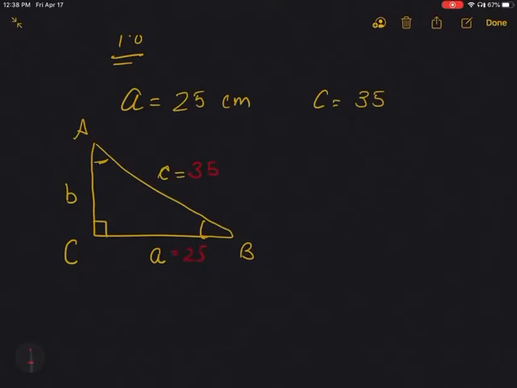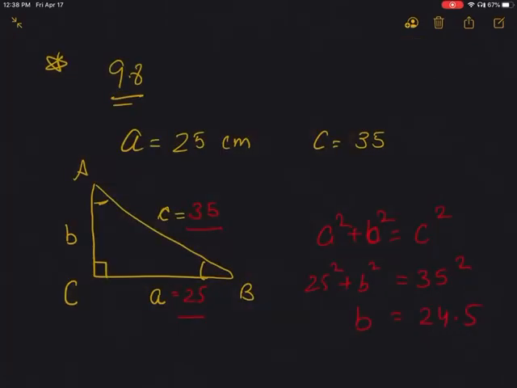First thing, since I already have these two side lengths given, I could just use the Pythagorean theorem. So let's plug everything in. C is the hypotenuse, which goes on the right side of the equation. A is 25 squared, b is missing. So let's solve for this. If you put everything in your calculator and take the square root at the end, b would be equal to 24.5.